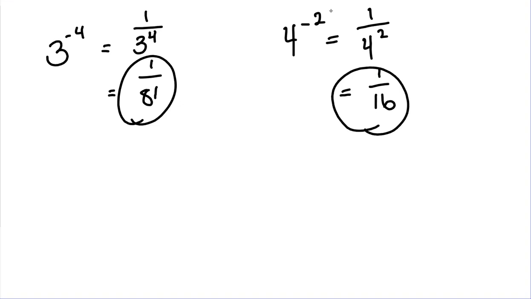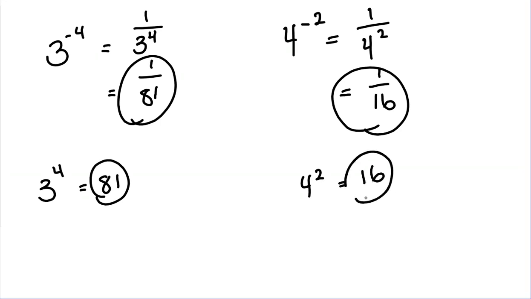Now look at these positive ones. If we were to do this positively, if we did 3 to the power of 4, we would just have 81. If we had 4 to the power of positive 2, we would have just 16. So notice our reciprocal when we do it as a negative.